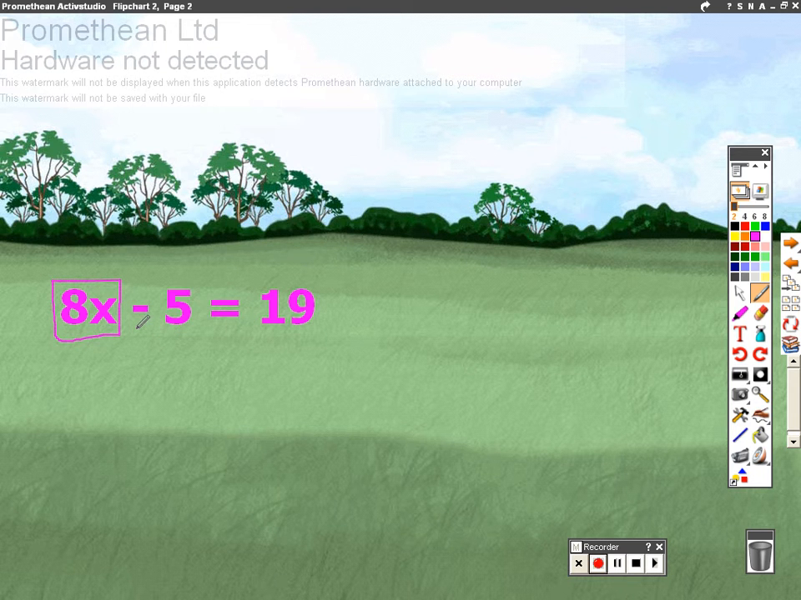Okay, so you want to get rid of them. So to get rid of a negative 5, you need a positive 5. What you do to one side, you must do to the other. Okay? That cancels. My 8x comes down. 19 plus 5 is 24.